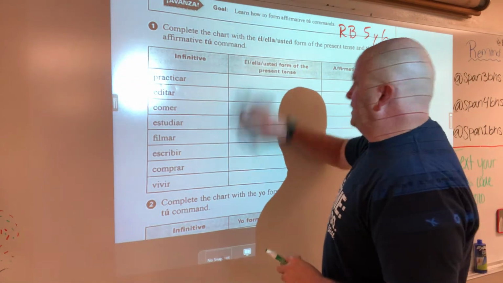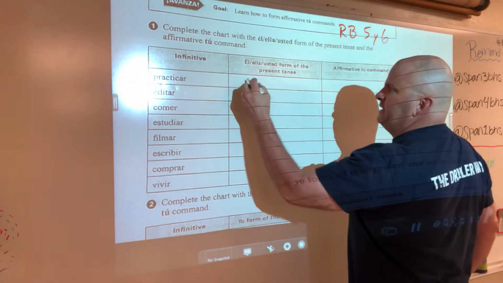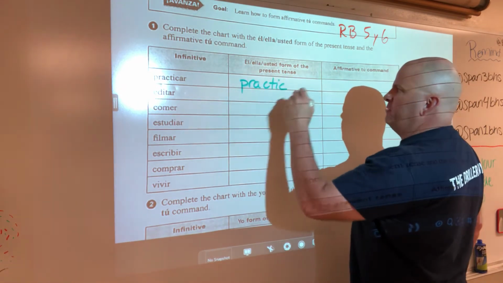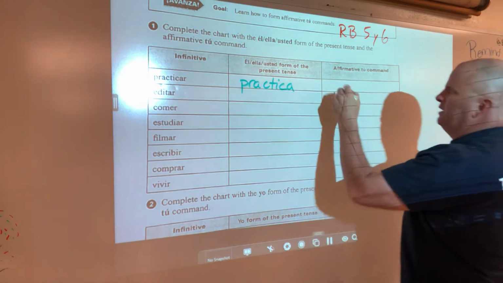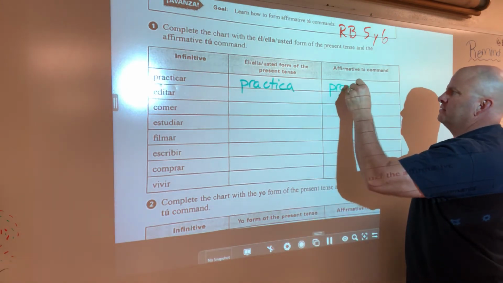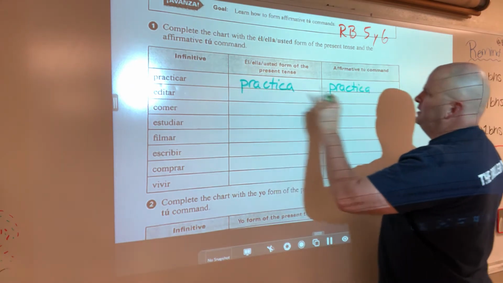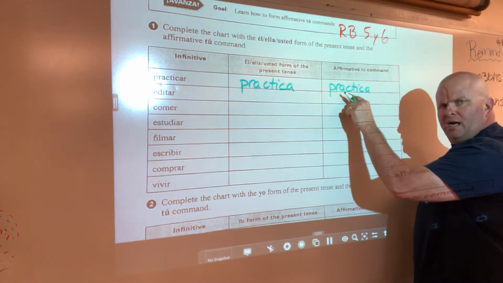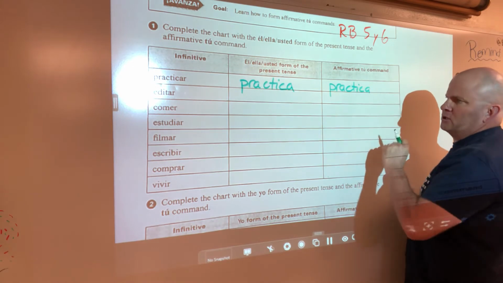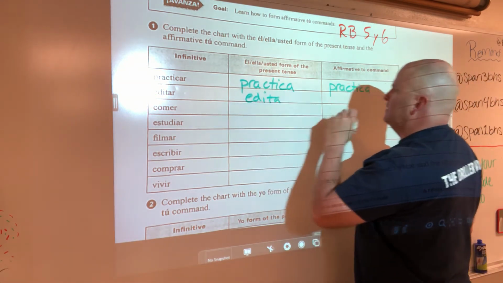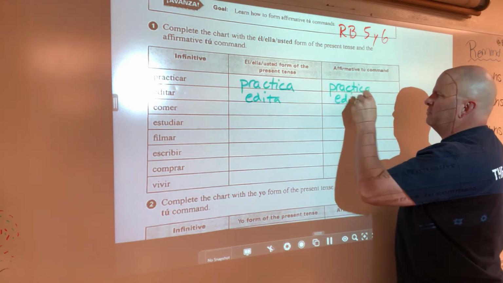So for practicar, we have practica. Practic is my stem, and then the a on the end, and it's the same over here, practica. So this means he or she practices, and this is practice the piano. You're just giving them directions, okay? Editar, edita, edita. Same thing. They're going to be the same on both sides.